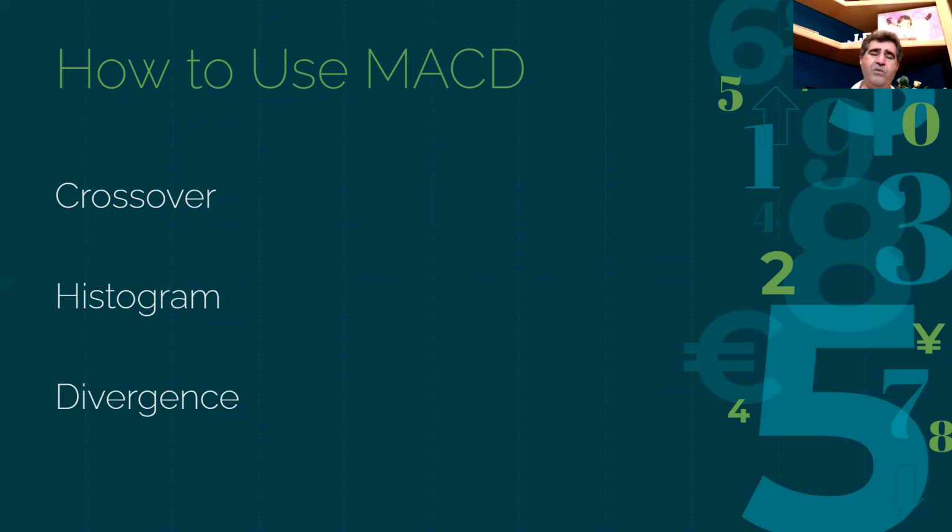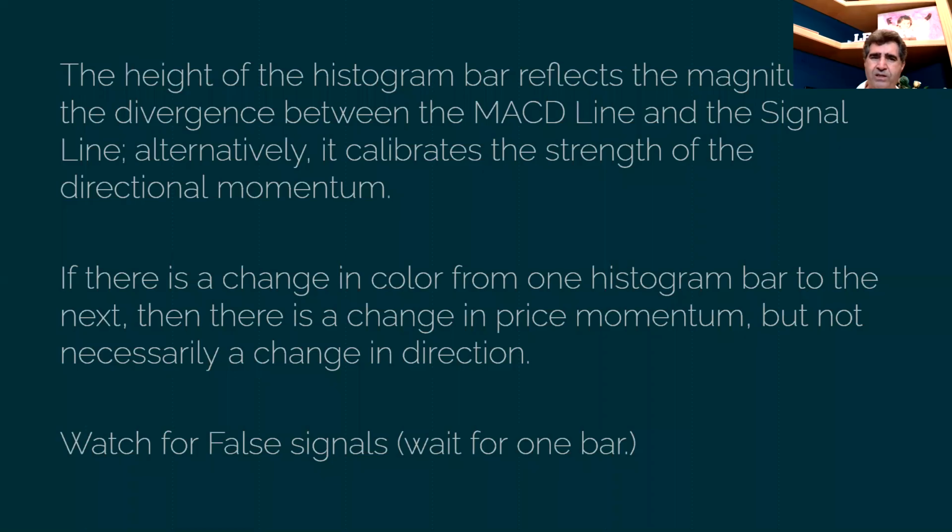So for instance, when we talk about divergence, the price, the chart could be going one way, and your technical indicator, in this case MACD, could go the other way. So that's why we look at the divergences. So those are the three main ways we can use it.